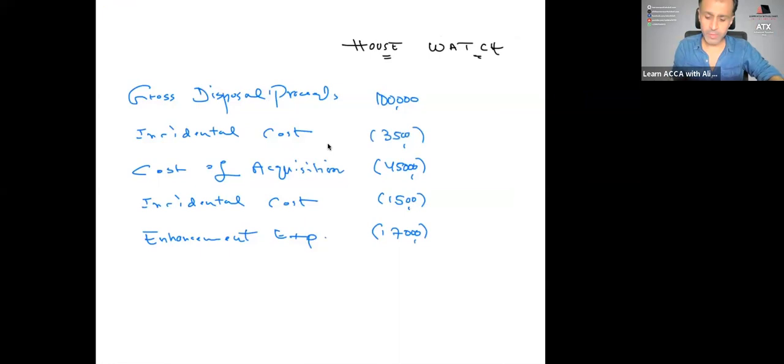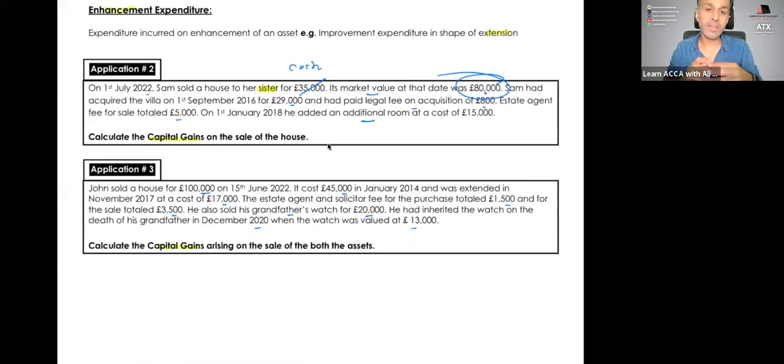The watch has been sold for 20,000. No incidental cost in regards to watch and extension. The only thing that needs to be fixed is the cost of acquisition. So did he acquire the watch? No, he was rather gifted it by his grandfather on the death, which means inherited.